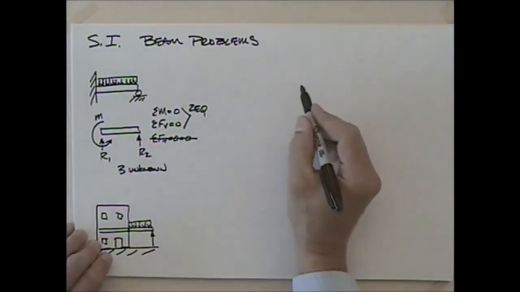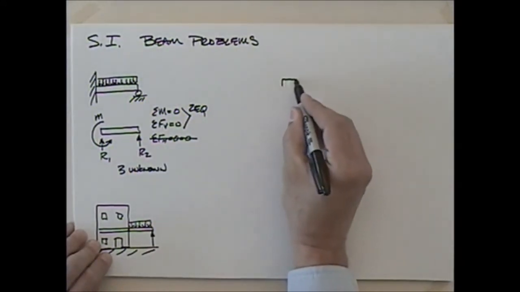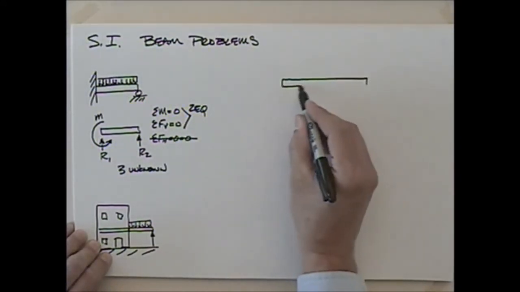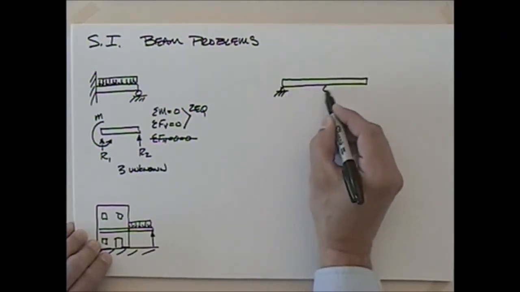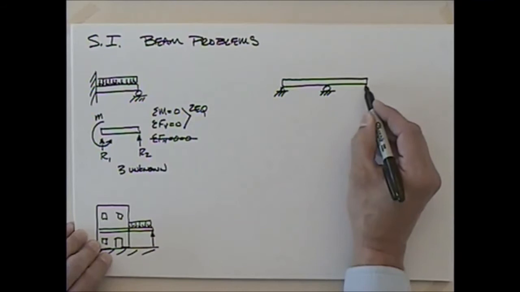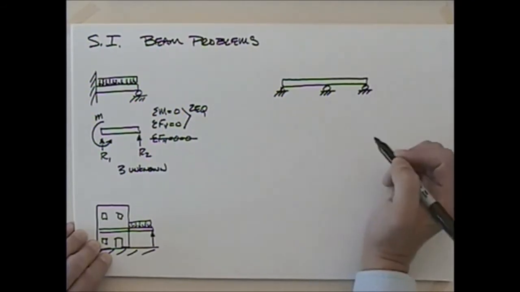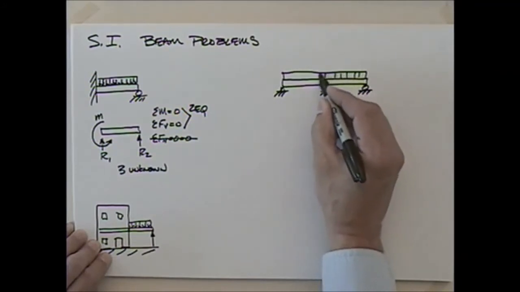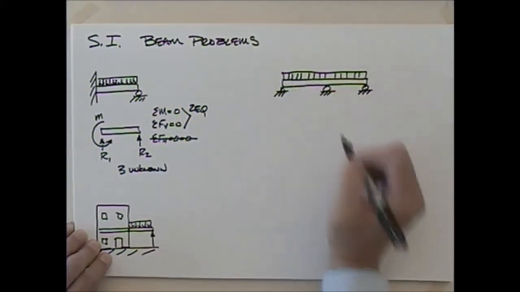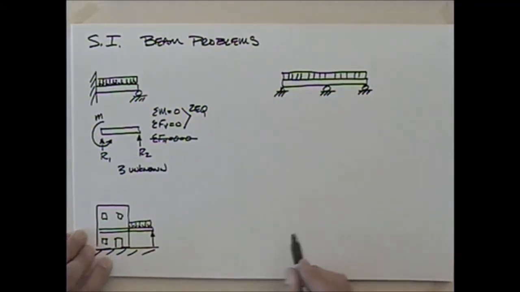Another one that comes up an awful lot is a continuous beam. So we take this beam and I put it over a couple of rollers. Okay, and have a distributed load here. Like that. Okay.